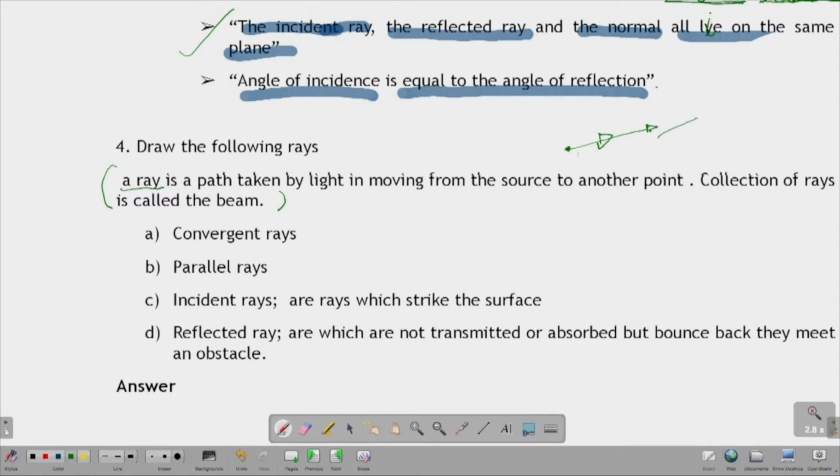So if we have many rays, assume that we have maybe 3 rays over here. We have a collection of rays. We are going to call that a beam. So if those are rays of light, we are going to call them a beam of light because there are many rays. Okay, so the question wants us to draw the following rays: convergent rays, parallel rays, incident rays, and reflected rays.